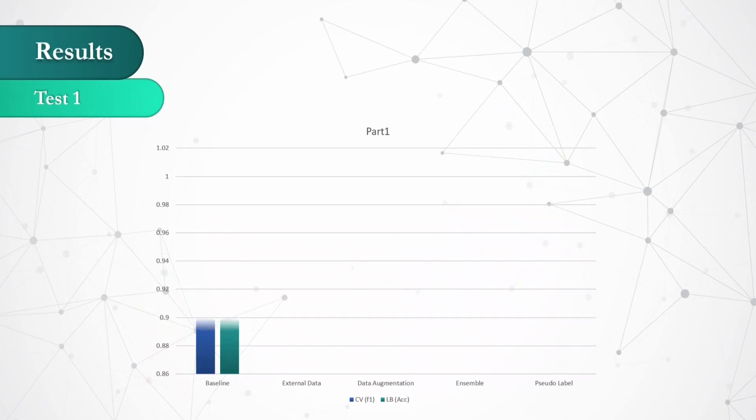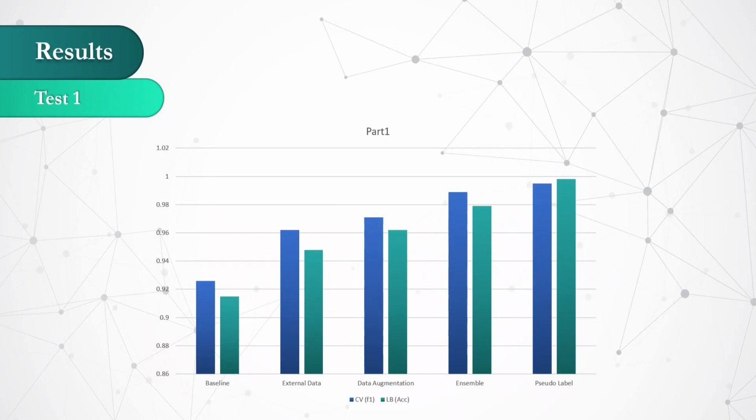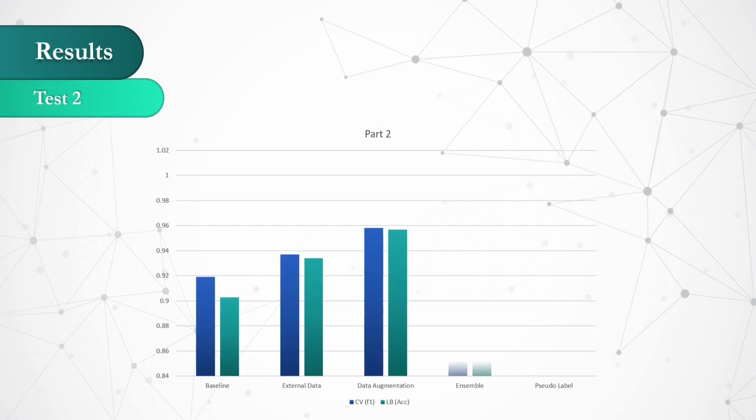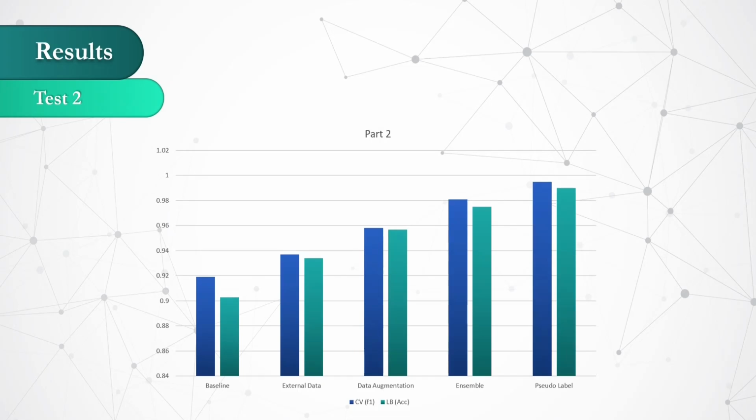Now, let's take a look at the results of our model in test 1. Here we compare our baseline CNN method with cumulative additions of external data, data augmentation, ensemble, and pseudo-labeling, which shows how the score tended to grow as more methods were added. Similarly in test 2, all the methods cumulatively increased the overall score step by step. These high results and the CV-LB correlation gave us confidence that our models worked really well and were robust.